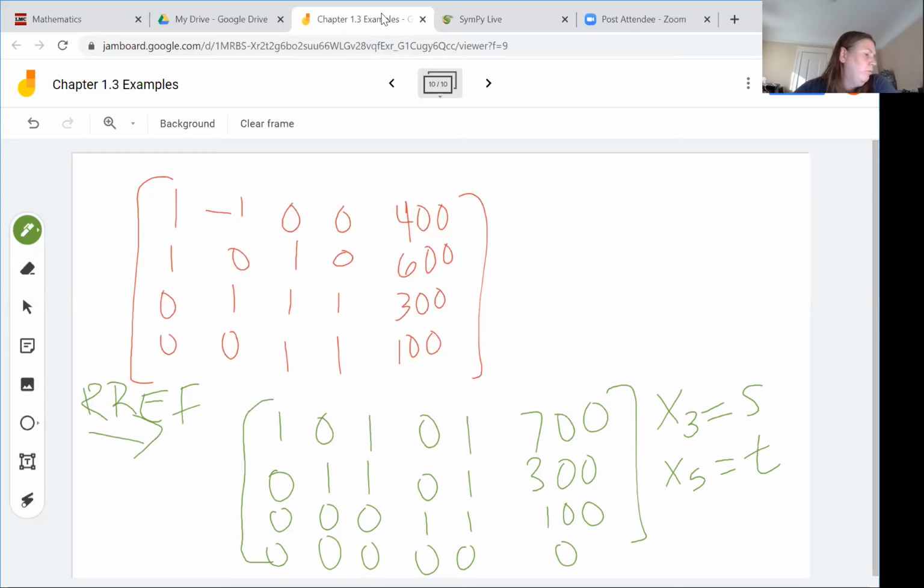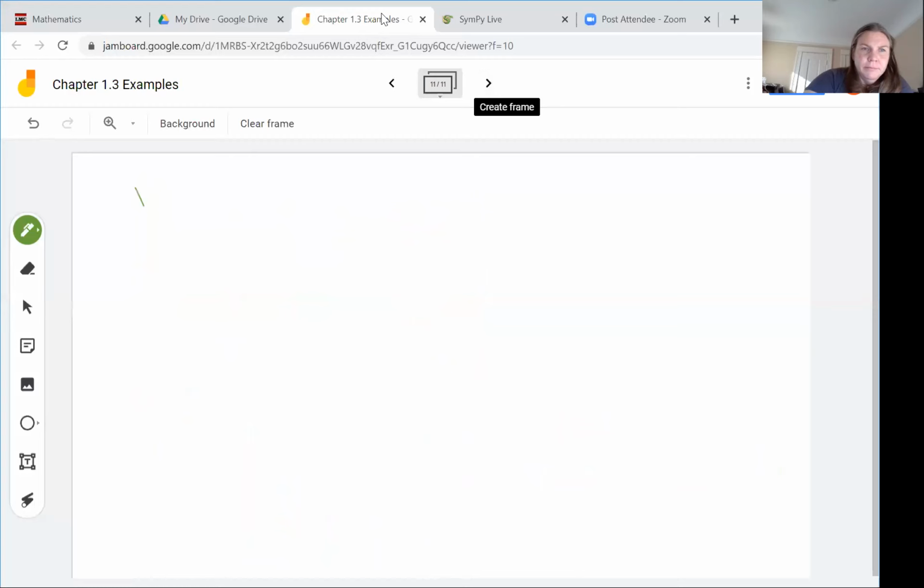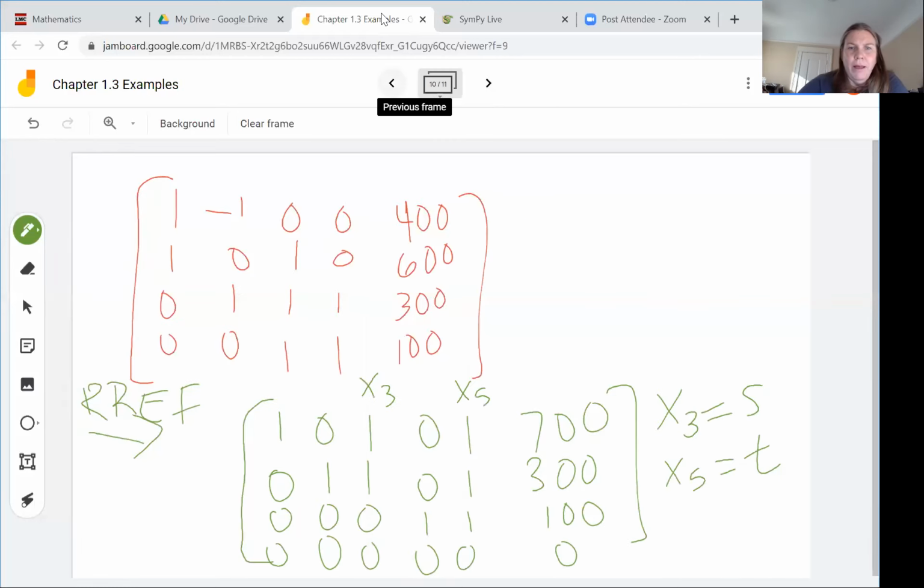And then we can rewrite our solutions now, thinking about x1 in terms of like 700 minus x3 and x5 here. So it's going to be minus s and minus t. So let's write that out. And then x2, we head back. x2 is going to be 300, and here's x2 right here. And then it's also going to be minus x3 minus x5. So it'll be 300 minus s minus t.